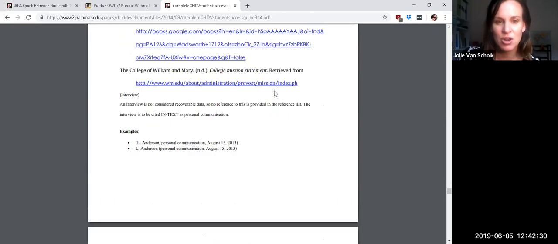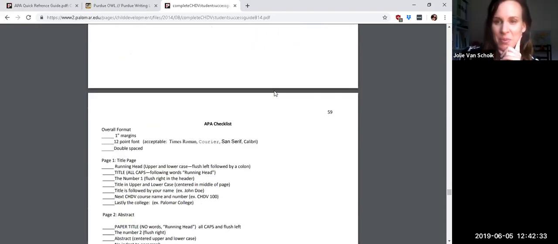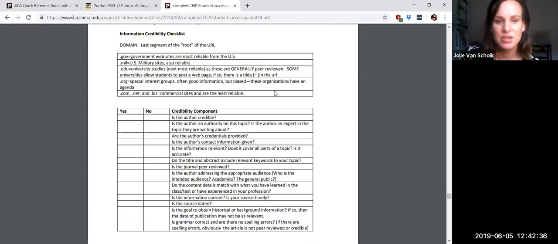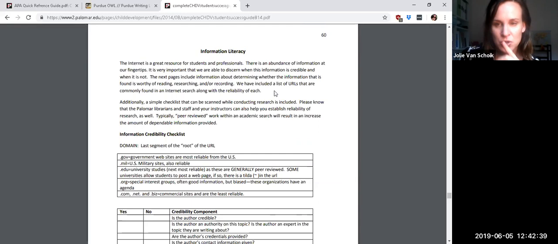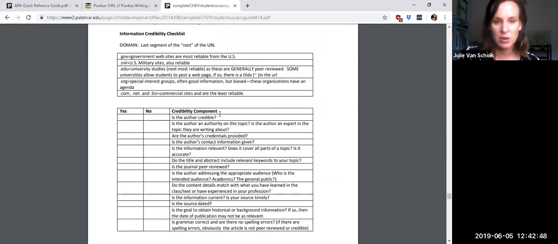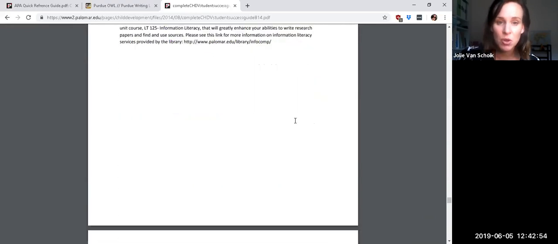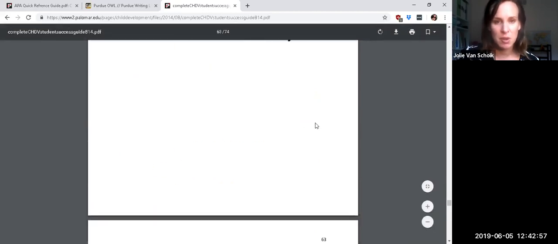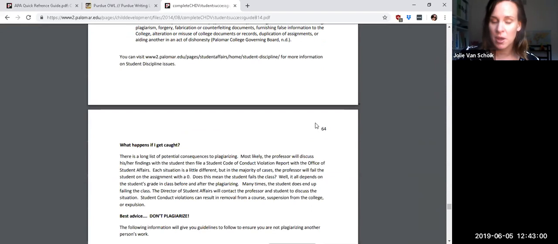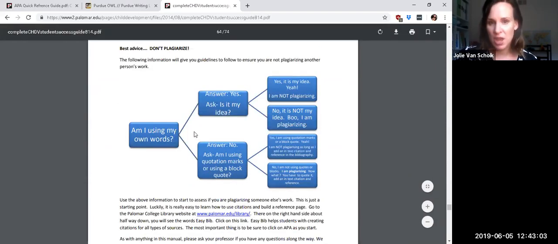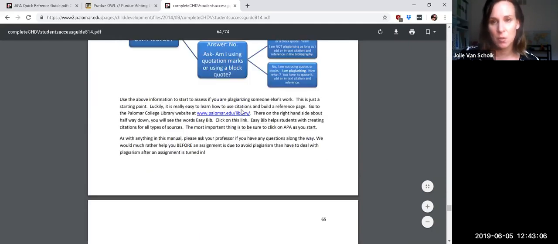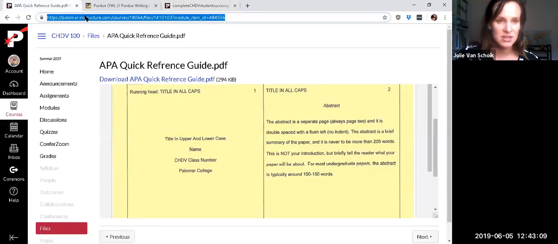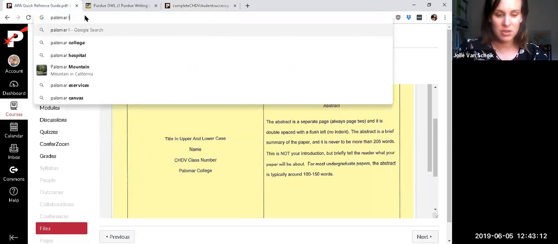So this is very similar to what I just showed you, the checklist, and also a credibility checklist for information literacy. So if you are not sure if your source or your site is very good, here is a credibility checklist. It will help you answer questions about whether it's credible. Another great one, and this also talks about plagiarism. So if you're confused if you've plagiarized or not, then we have some flow charts and some checklists as well to help you. I'm going to show you another fantastic resource here at Palomar that is totally free.